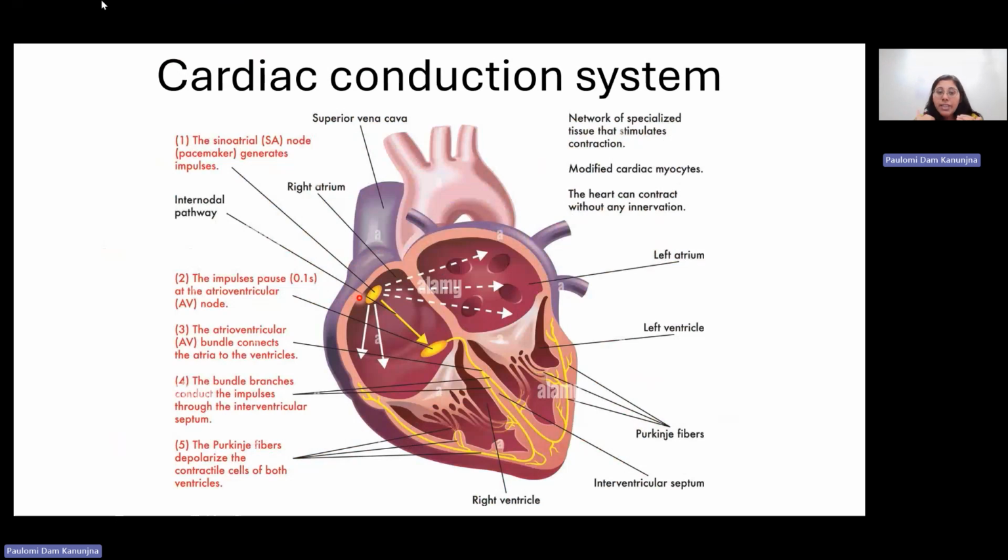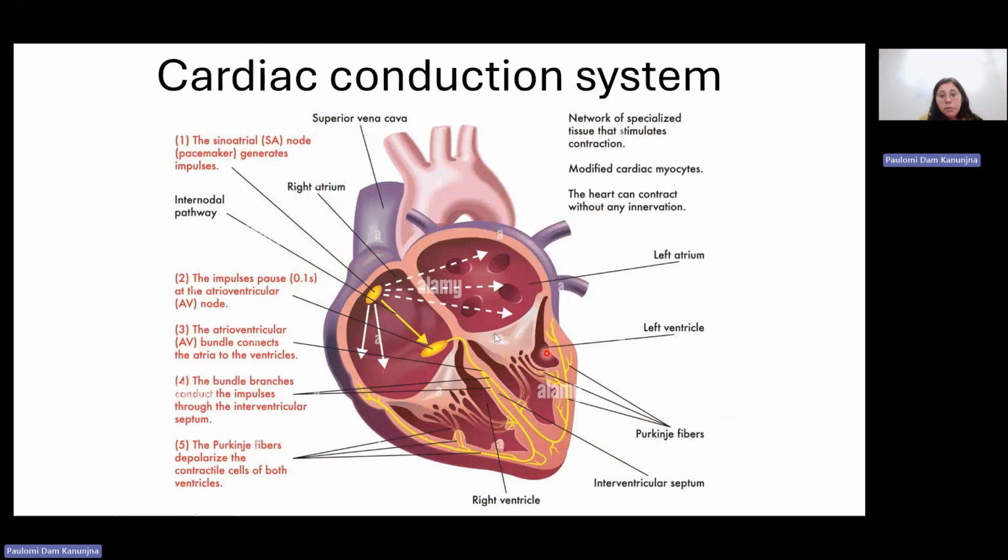Next, you have the AV node, which is present in the interatrial septum near the tricuspid valve. So where is your AV node? Your AV node is here. As the name suggests, it is in the interatrial septum, and near the tricuspid valve, which is present here, as we know. This one is the tricuspid valve, and this one is the bicuspid valve, also called the mitral valve. So what is the AV node? Atrioventricular node. The name suggests what it's supposed to do.